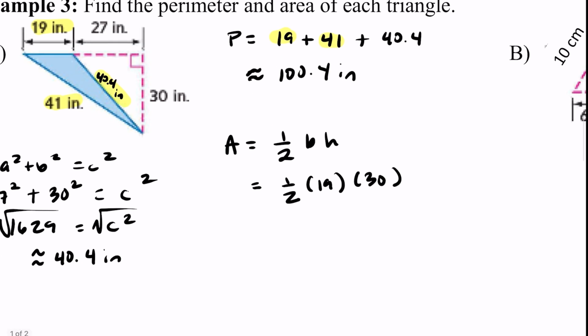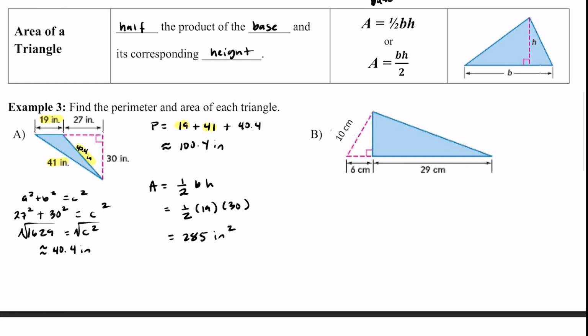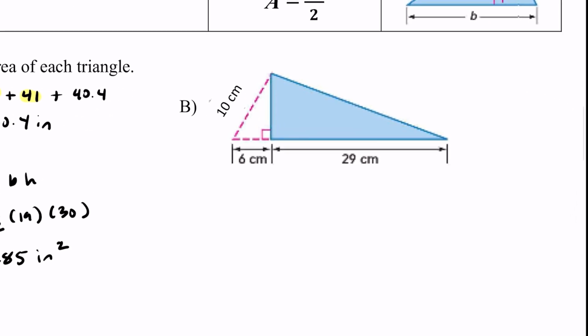So 1/2 times 30, that'll be 15. 15 times 19, that is 285 square inches. Square inches, okay? Any questions about this one? Okay. Let's take a look at B.